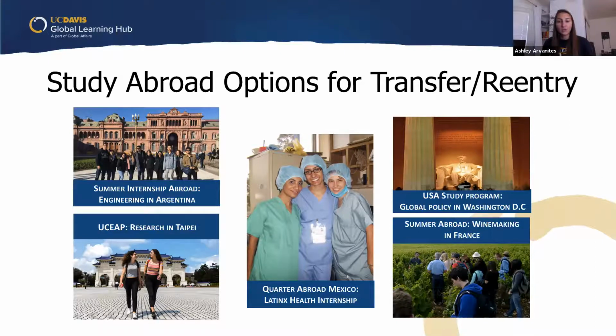So if we move over to the right, on top, we have a new opportunity for students to stay in the US and intern in Washington, DC during the summer. So students are going to have a chance to engage with policymakers during 30 to 35 hour per week internships while earning 8 units from UC Davis.